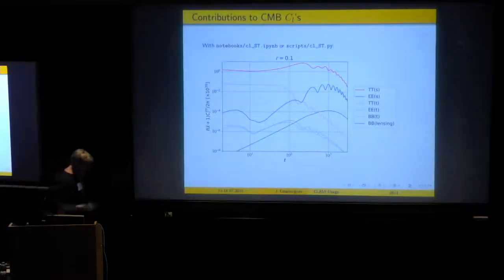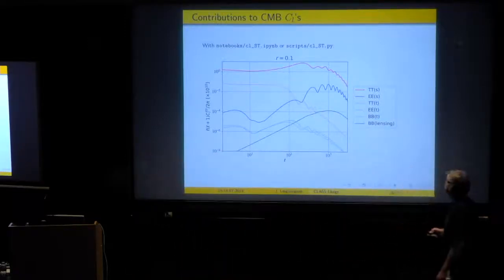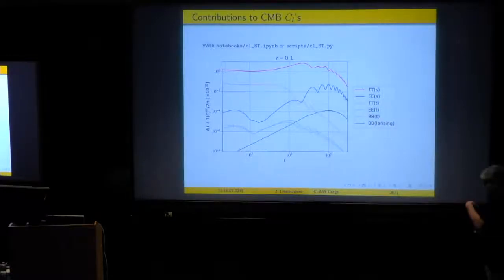Okay, now let's go to another notebook illustrating what you should do if you want to play with tensors. I have selected notebooks that show you the basic functionalities of the code. So now we will have, for the first time, tensor modes, and we want to do the famous plot where the different colors stand for temperature, E polarization, B polarization. The fact of being solid or dashed stands for scalars or tensors. And you also have the contribution from the lensing of the B modes here.